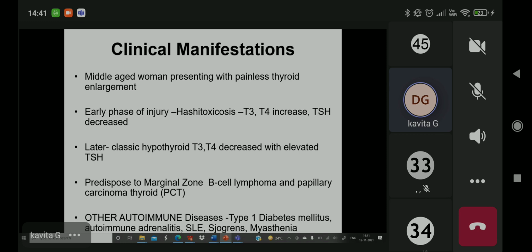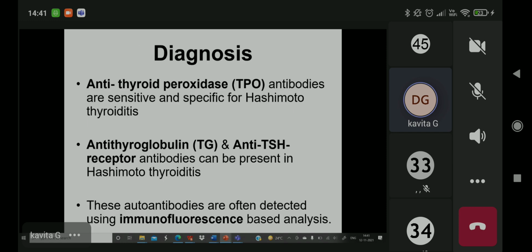This is associated with a few malignancies which are asked again for MCQs: marginal zone B cell lymphoma and papillary carcinoma thyroid. There are other autoimmune diseases: type 1 diabetes mellitus, autoimmune adrenalitis, SLE, Sjogren's, and myasthenia. So these are all the associations of Hashimoto's. For Hashimoto's, you are going to go in for anti-TPO, anti-TG, right?